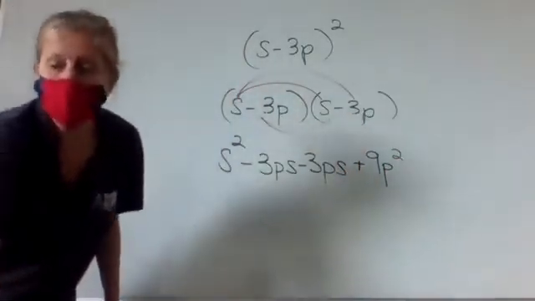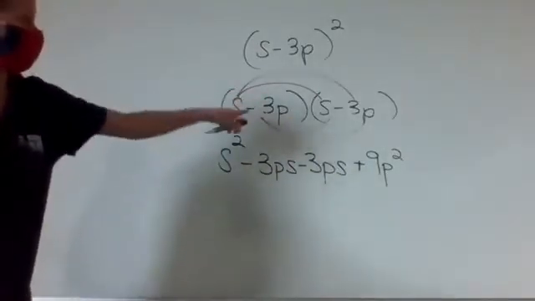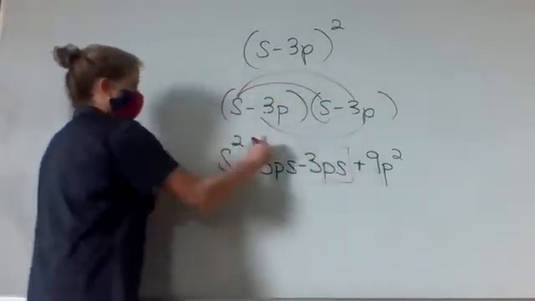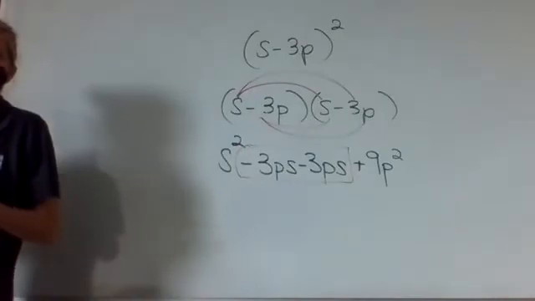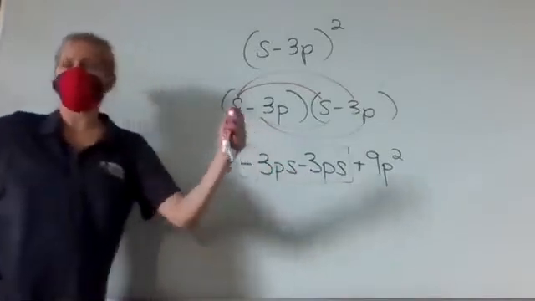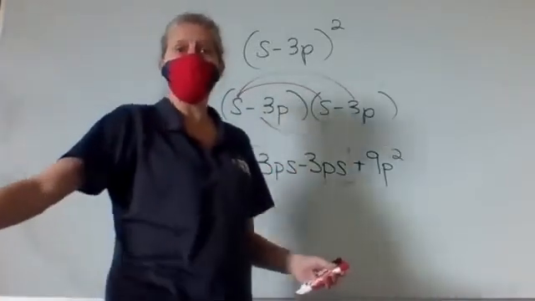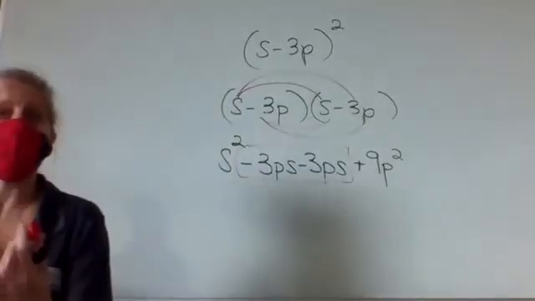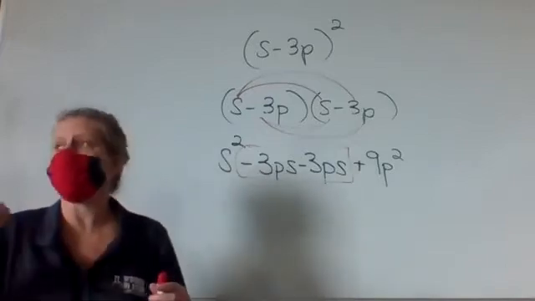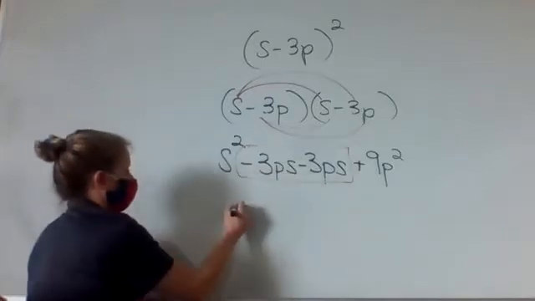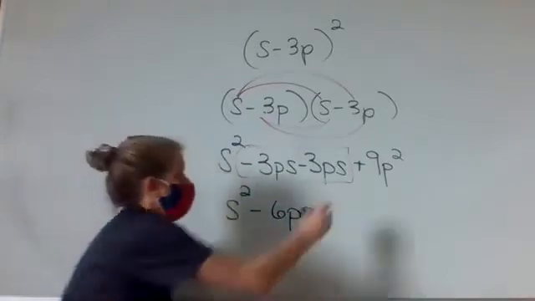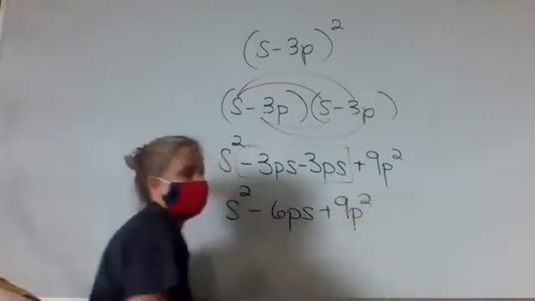Now, a lot of times after you FOIL, after you do this kind of multiplication, those two terms will be like terms, which they are in this case. They're both PS's. So I have negative 3 and negative 3 that I'm putting together. I'm not multiplying, so I'm not going to get anything squared. You're just putting the PS's all in the same basket. So together I have negative 6 of them. So I bring down my s squared, negative 6 PS's plus 9p squared.